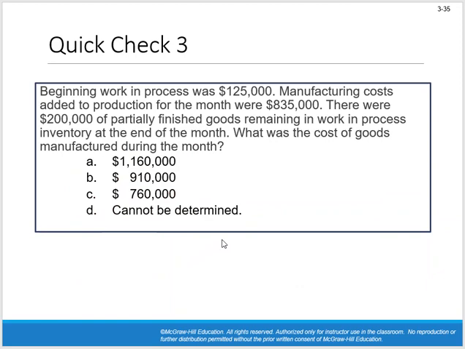All right, let's move on to quick check 3. Beginning WIP was 125,000. Manufacturing costs added to production for the month were 835,000. That number should look familiar. We just computed that. There were $200,000 of partially finished goods remaining in WIP inventory at the end of the month. What was cost of goods manufactured? Meaning what got transferred out of WIP to finished goods.